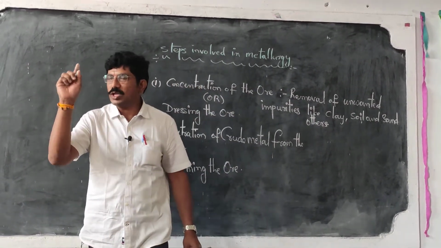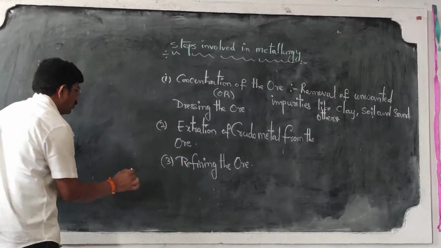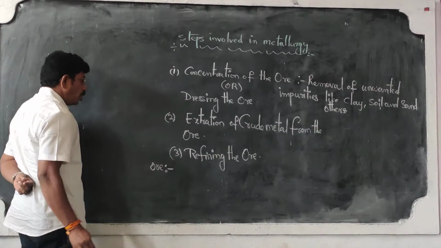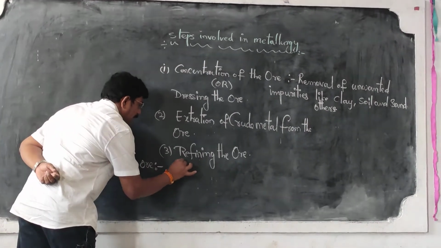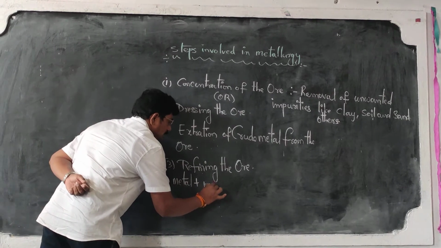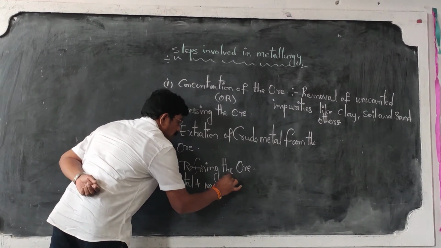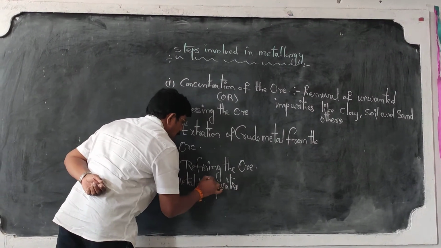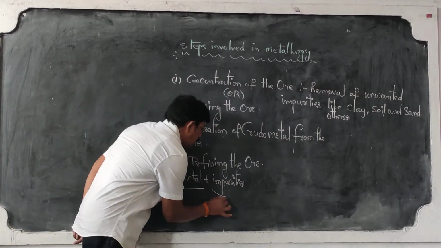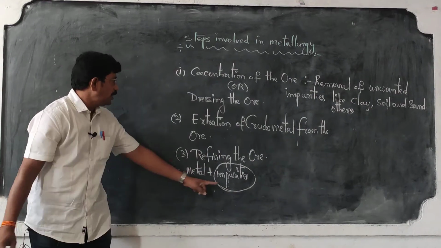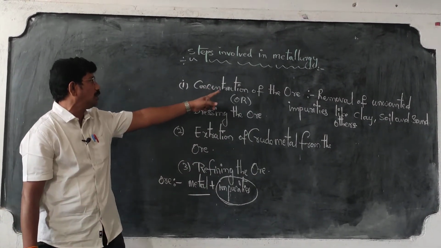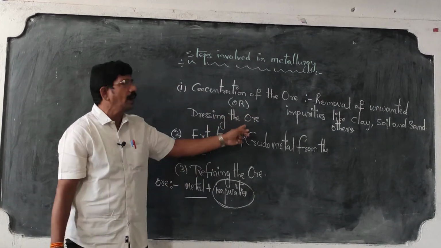Remember, what is the definition given for ore? Ore is a mineral. I defined: ore consists of metal plus impurities. You need only metal now. So what are to be eliminated? Impurities are to be eliminated. This process, initial removal of impurities from the ore, is known as concentration or dressing the ore.